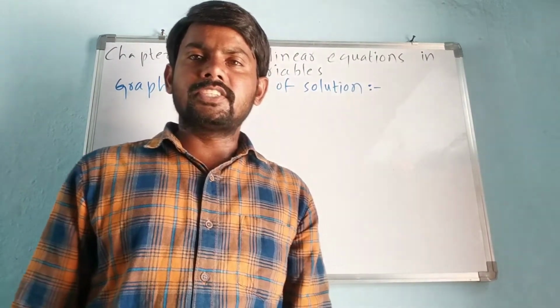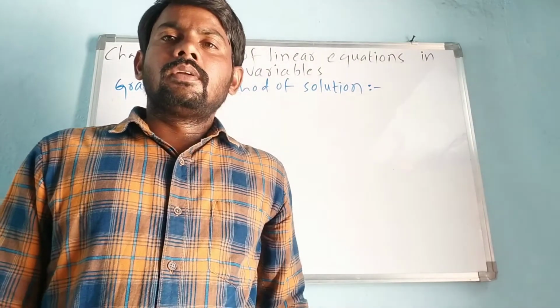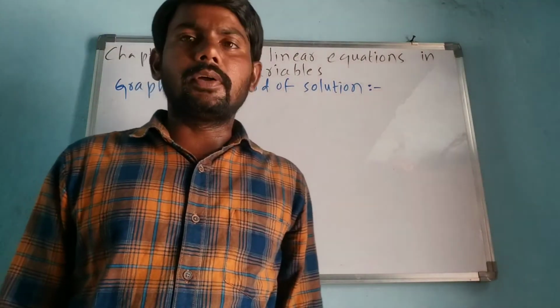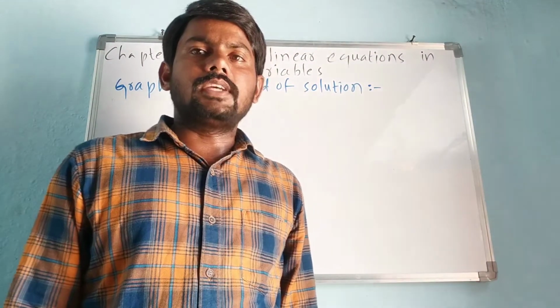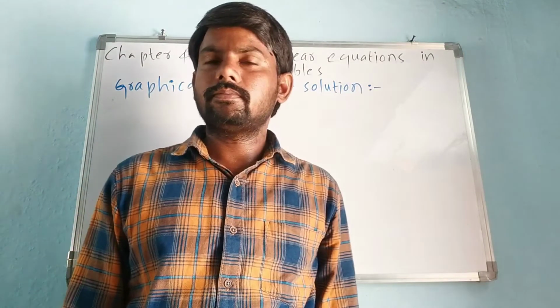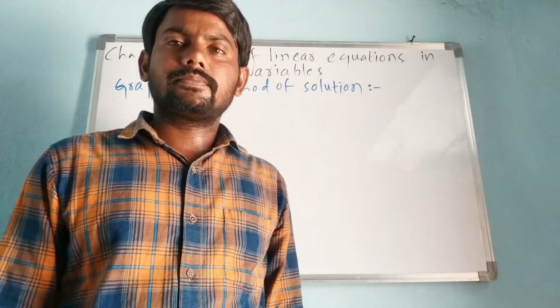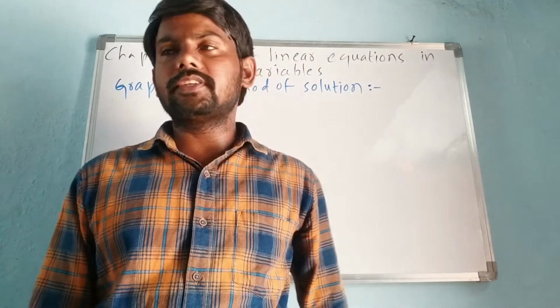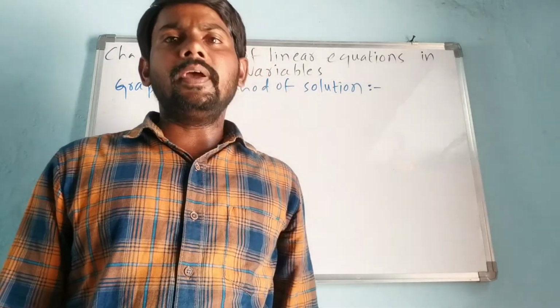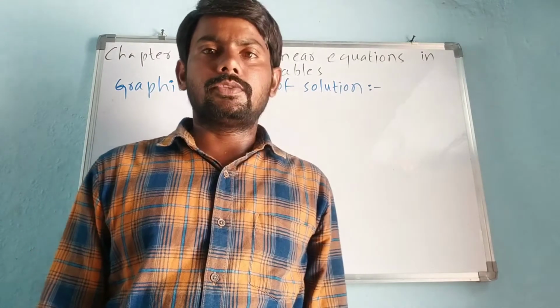We have been discussing chapter 4, that is pair of linear equations in two variables. From the chapter, so far, we learned such concepts: general form of linear equations in two variables, the solution of a pair of linear equations in two variables, and methods of solutions of a pair of linear equations in two variables.